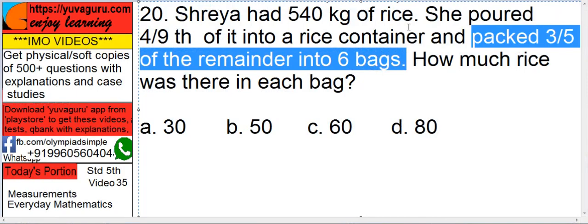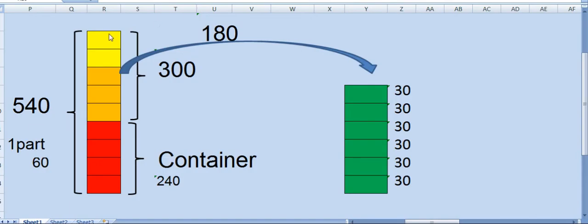See this, packed 3/5 of the remainder in 6 bags. This was the whole remainder, these 5 parts, and 3/5 of that packed in 6 bags. Now 180 has gone in 6 bags equally. So each would be 180 divided by 6. So that comes out to be 30. See this, 180 upon 6. 6 3s are 18 and 0 is there, 30. Answer.